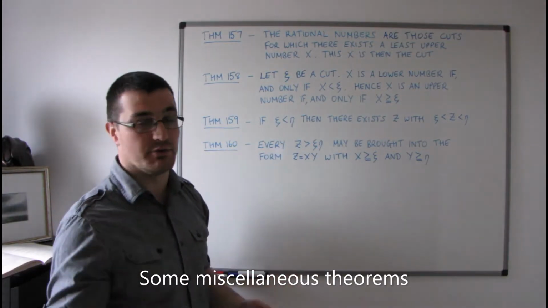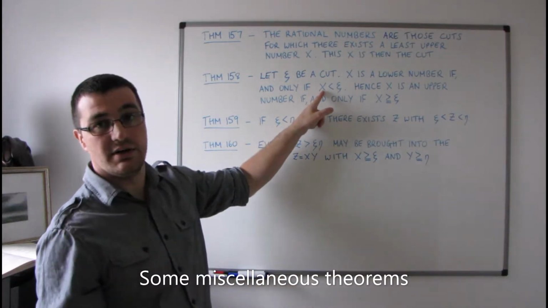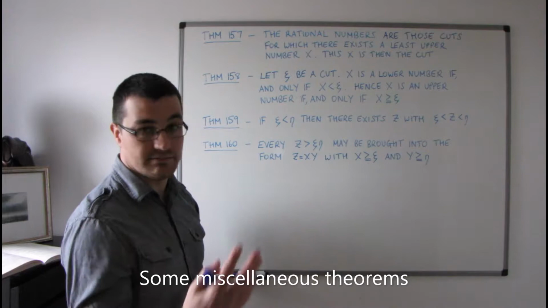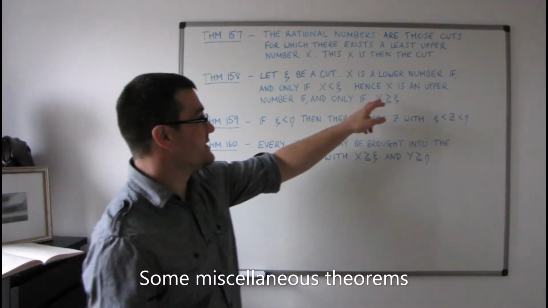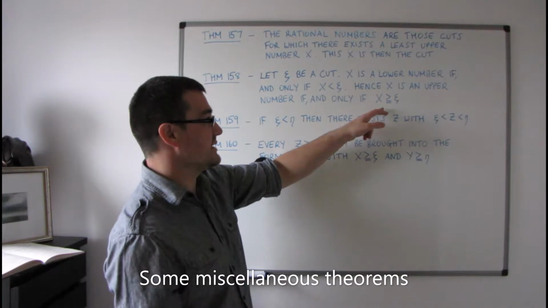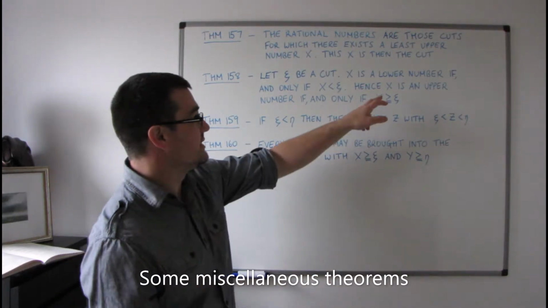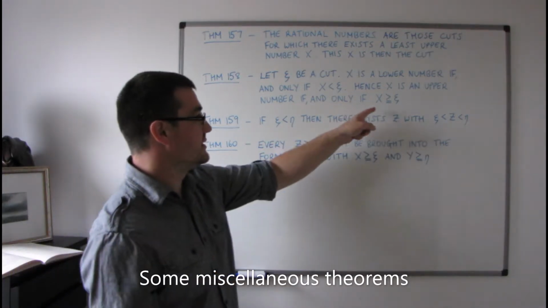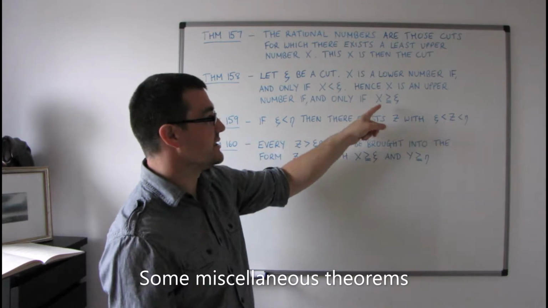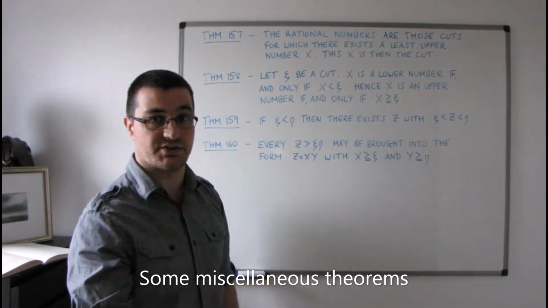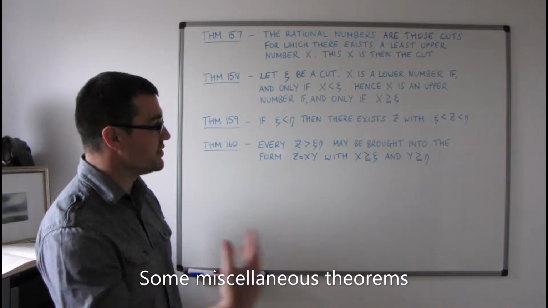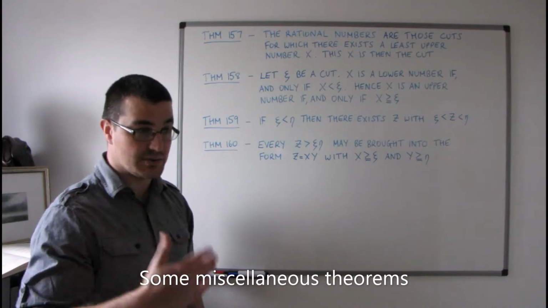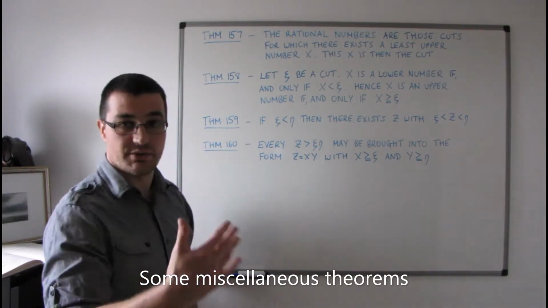I can't compare a rational number with a cut. So here we're talking about a rational number in the sense of a rational cut, in the sense of definition 41. Hence, x is an upper number if and only if x is greater than or equal to psi. Again, x being referred to here as an upper number, that's a rational number in the old sense. X greater than or equal to psi. Here we're referring to x as a rational number in the sense of definition 41, in the new sense. So this can save you a bit of hassle having to flip backwards and forwards between the two interpretations.